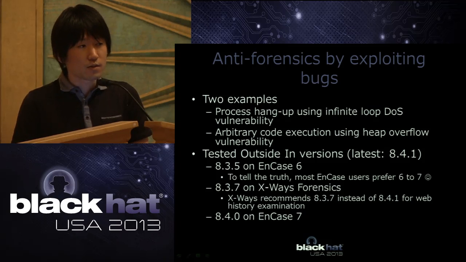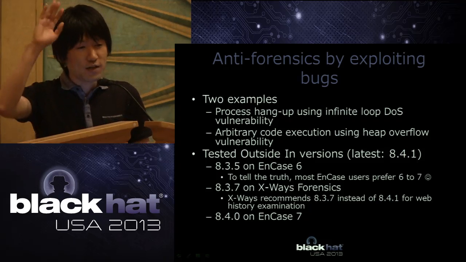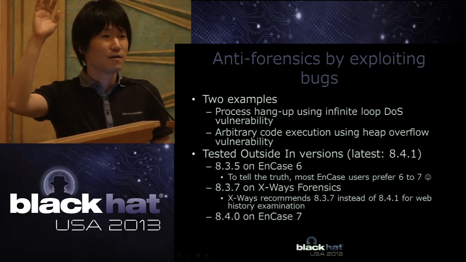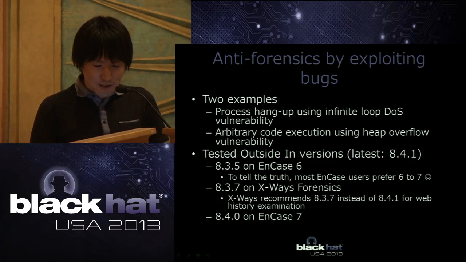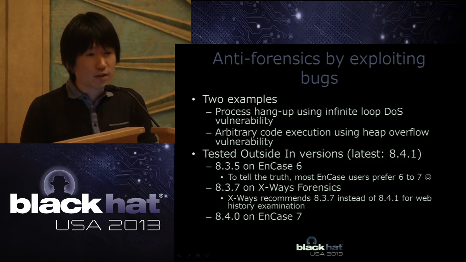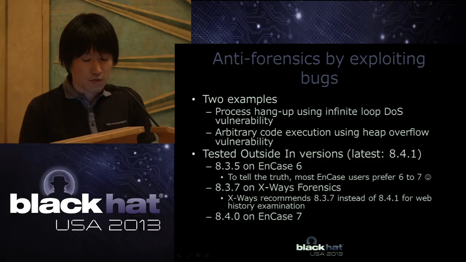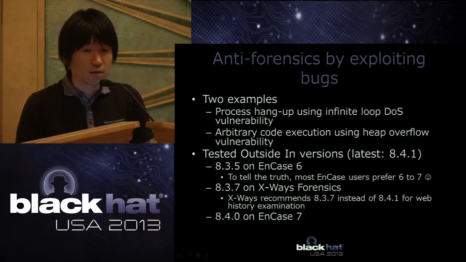Practically, there are two versions of EnCase, version 6 and version 7. I think most EnCase users prefer 6 to 7, correct? Could you raise your hand if you do forensic investigation using EnCase? And mainly use version 6? Okay, most people. Anyway, if you install EnCase 6, Outside In 8.3.5 will be installed by default. In the case of version 7, 8.4.0 is installed. On the other hand, we can select 8.3.7 or 8.4.1 in the installation of X-Ways Forensics. But X-Ways recommends 8.3.7 for web history examination because the HTML preview function does not work in the latest version. That's why I selected 8.3.7 for testing.